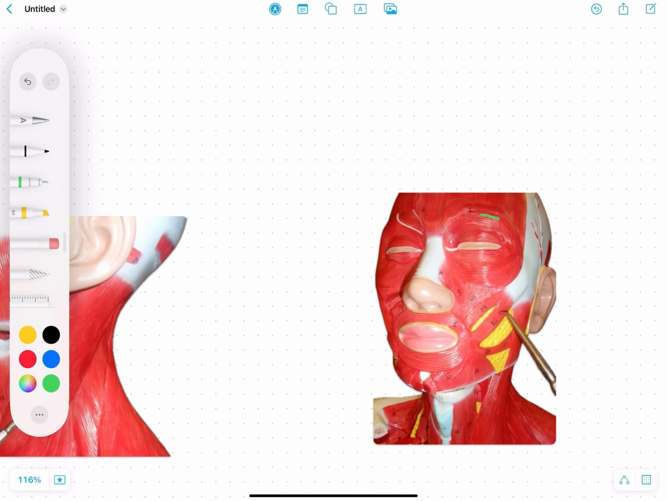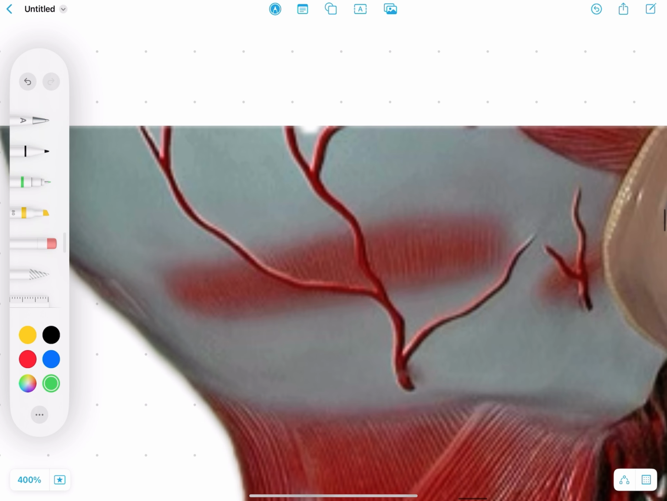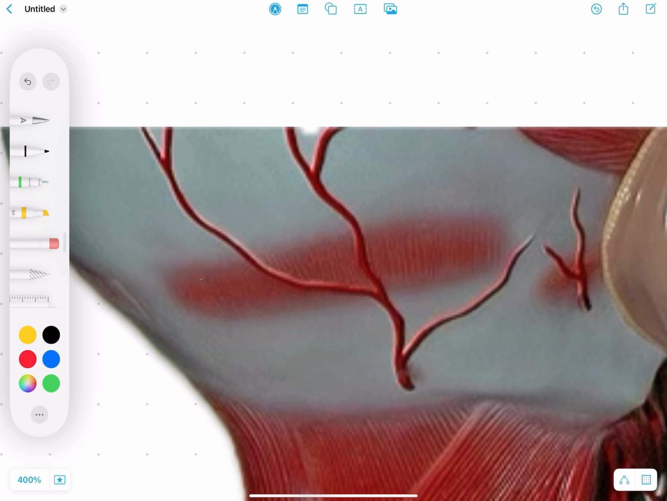So if we actually go look at a posterior view of the head here, we'll notice these fibers right here. And these fibers are called the occipitalis, and they're named aptly so just like the frontalis because they sit on the occipital bone. And so we give them their name, the occipitalis.